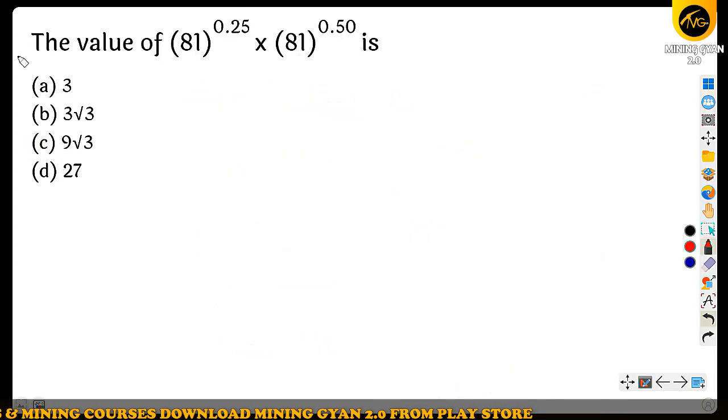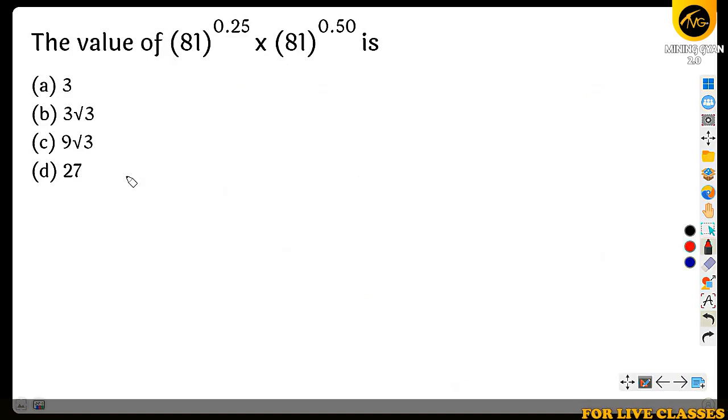Now the next question is the value of 81 whole power 0.25 into 81 whole power 0.80. The options are 3, 3 root 3, 9 root 3 and 27. Okay, solve it quickly. It's all about basically practice. If you're doing so many questions, then we can easily find out the answer.